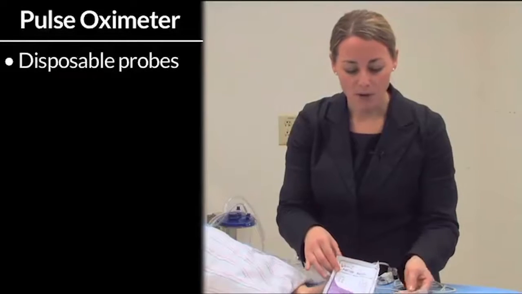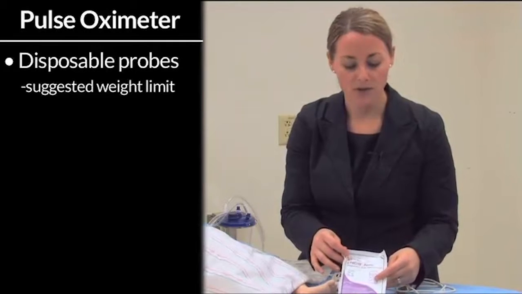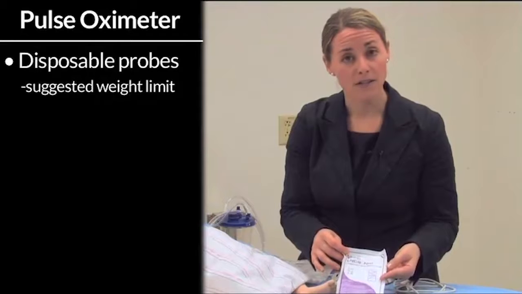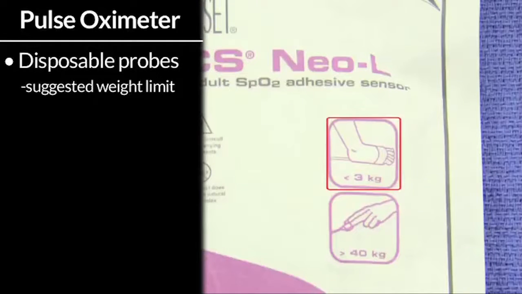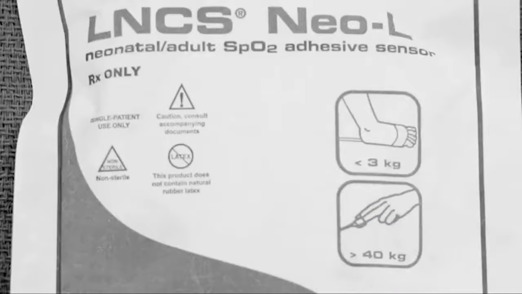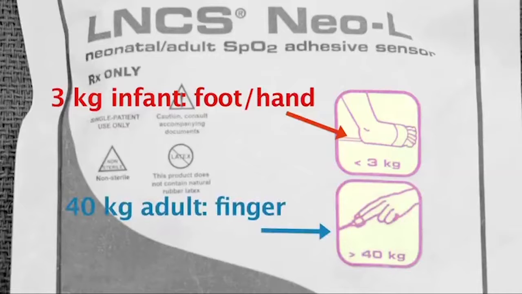With the disposable probes, there's often a weight limit that's suggested to be used with these probes. For instance, in this one, you can see that it's recommended for less than 3 kilogram infants or greater than 40 kilogram adolescents or adults. On the 3 kilogram infant, it's recommended to put on the foot or the hand, and on a 40 kilogram adult, it's meant to fit on the finger.